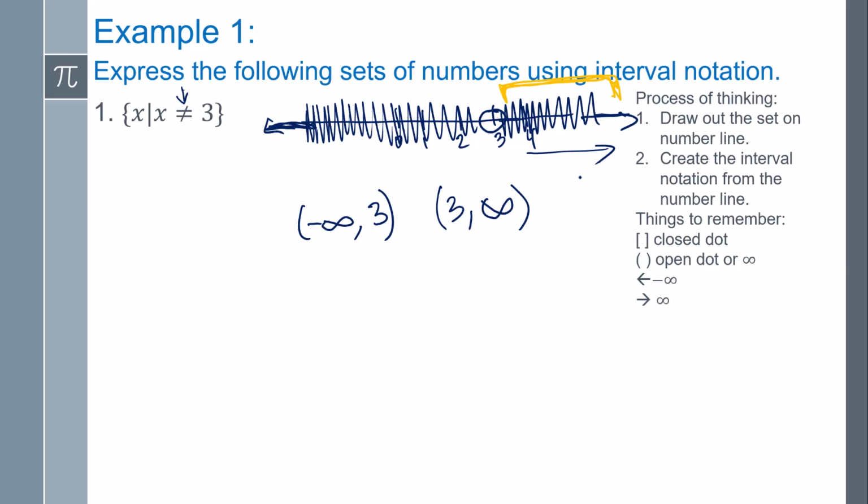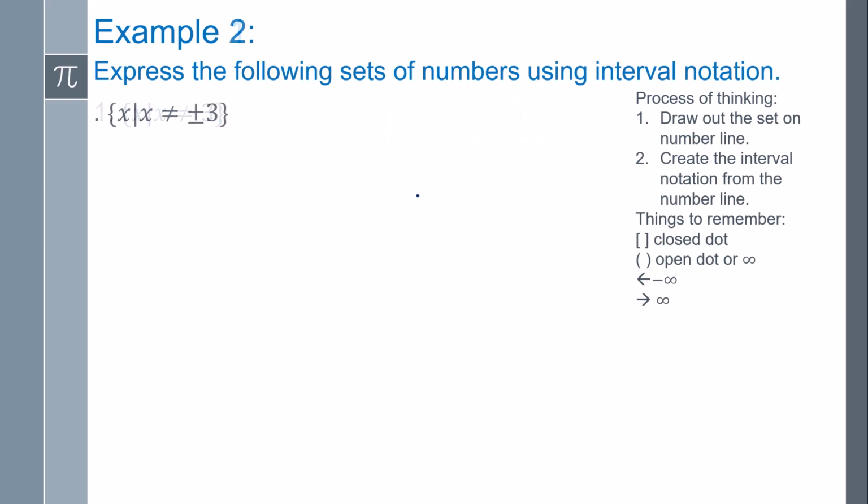Now, how do I say that these are together? Because we know that they're all in the same number line. That means they're together. We're going to use this symbol, U, union. It's like this giant U, and it means union, and it just means that the sets are together. We're going to talk a little bit more about union tomorrow. Let's look at the next one.